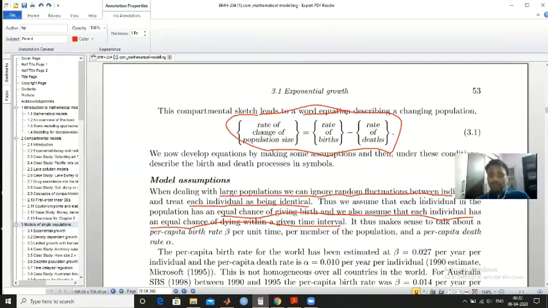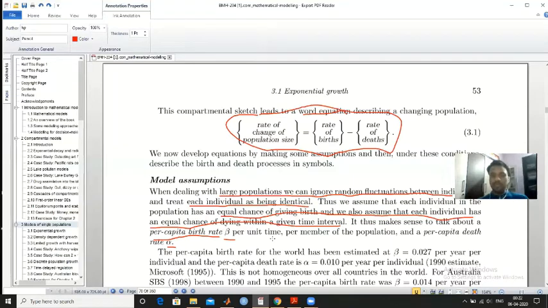So now we discuss what the rates are. Suppose we consider two types of rate. One is beta, one is alpha. So what is beta? Beta is the per capita birth rate. Per capita means per individual. So this is the birth rate which is produced by a single individual per unit time.